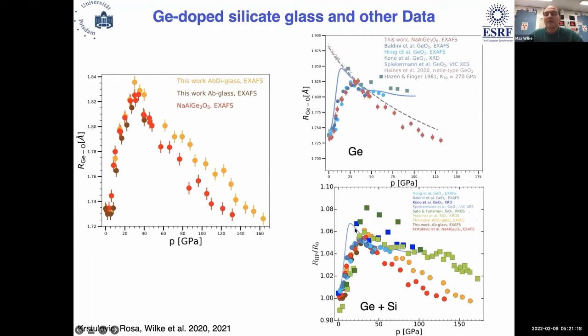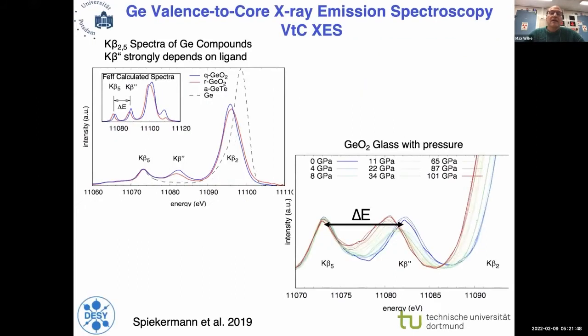And the green squares and the light green squares are the data, I think the latest data set, by Clemens Prescher et al. And we can again see that the germanium oxide and silicon oxide kind of converge to this upper trend, whereas all the others show a much stronger compression at pressures above 50 GPa.